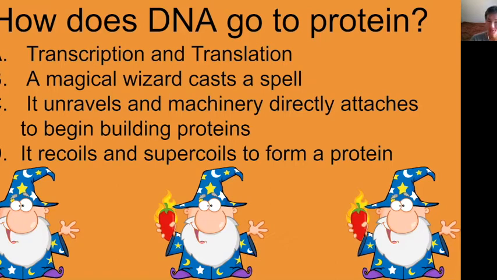Okay. So this one was very split, and I'm going to reveal the answer right now. It was actually transcription and translation. So answer C, it unravels and machinery directly attaches to begin building proteins, is very close, but there's one major part that we're going to talk about which shows that C is actually wrong. And D, no, the DNA does not supercoil to form a protein magically. And I really wish it was a magical wizard.